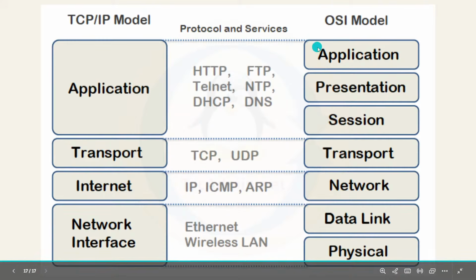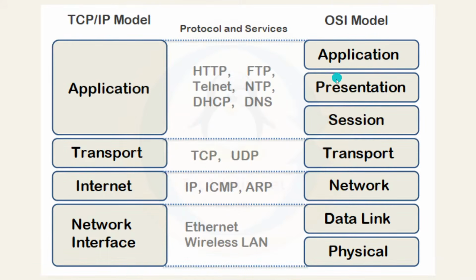So, all these three layers of the OSI model, application, presentation, and session layer, comprise and make your application layer. Like I told you, whatsoever happens in the application, presentation, and session layer, all that comprises the application layer of the TCP/IP model. So the protocols used in the application layer are the same as the protocols used in the application, presentation, and session layer of the OSI model. So HTTP, FTP, Telnet, NTP, DHCP, DNS, these are all protocols in the application layer.